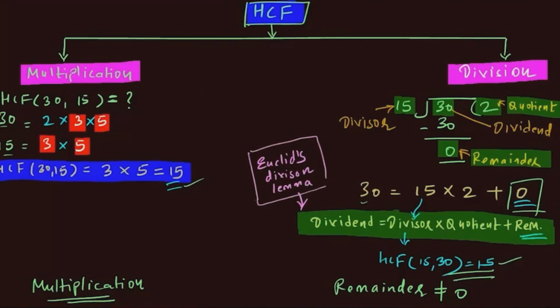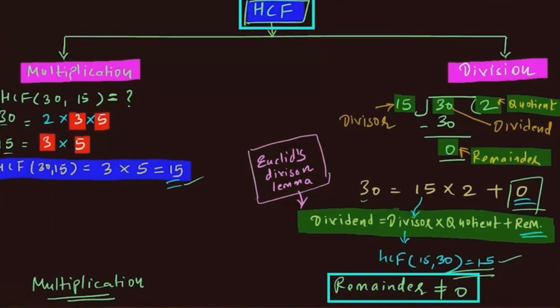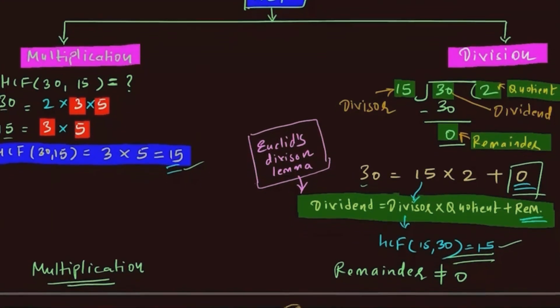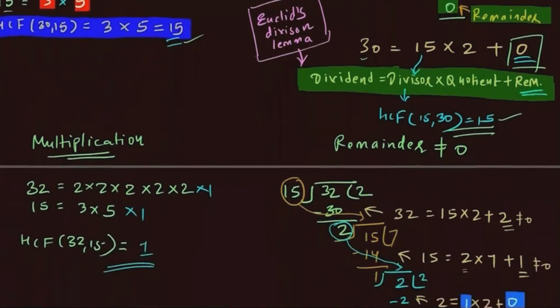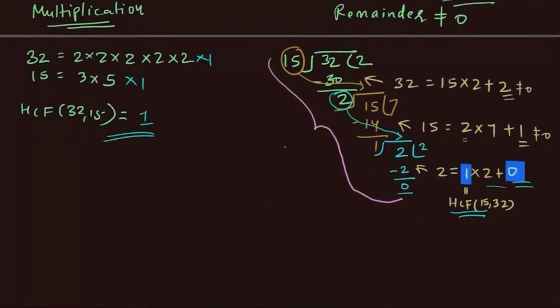He proved that in this lemma, if the remainder is 0, the divisor will be the highest common factor, and if the remainder is not equal to 0, we have to use this lemma until we get the remainder equal to 0. The process where we apply this lemma to get the remainder equal to 0 is called Euclid's division algorithm, or in short, EDA. So that's all for now.